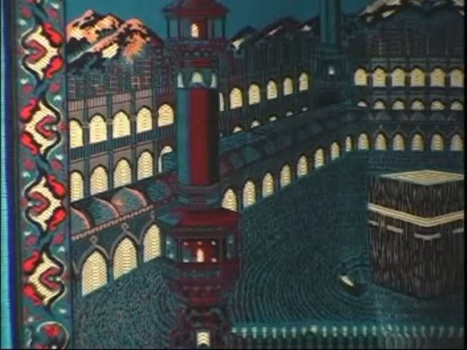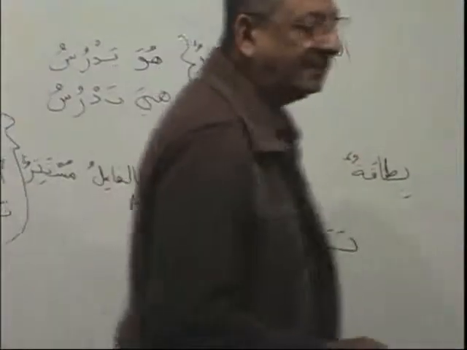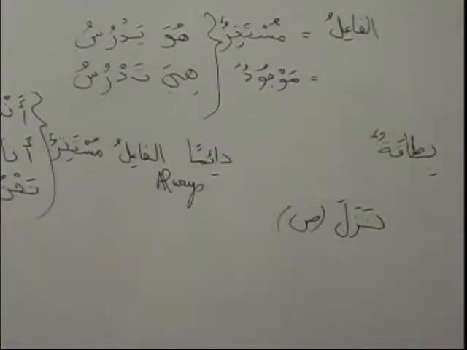Ana sa'anzilu. Now, okay, brothers and sisters. Nazala is bab daraba. What is nazala? What is the meaning of nazala? To get down, to descend. Now, brothers and sisters, nazala, what will be the mudari'? Yanzilu. So if it is yanzilu, then it is tanzilu, tanzilu, anzilu, nanzilu.